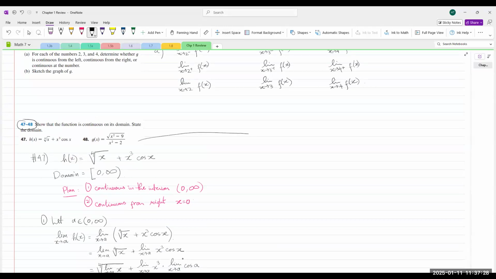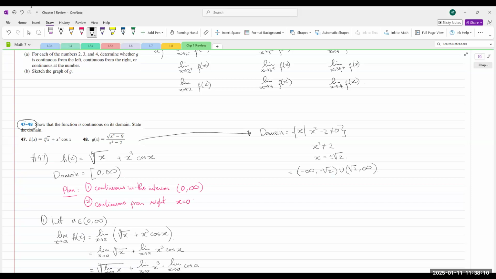Number 48, I don't think I will do that in full. I give you the sketch of the work. Notice that the domain of this function is all real numbers except when x squared minus 2 equals 0, which means x squared cannot be 2 and x cannot be plus or minus the square root of 2. Okay, so the domain is negative infinity up to negative square root of 2, union square root of 2 to infinity.